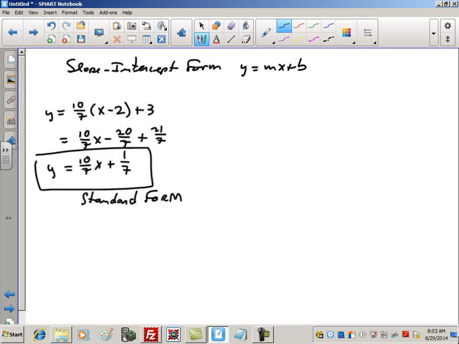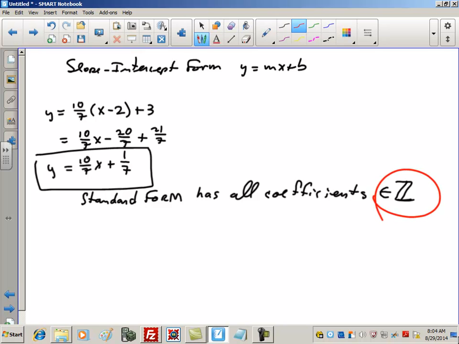Standard form has all coefficients in, what's he doing to us? What does that symbol mean? Excuse me? What does the Z mean? Well, you can't forget if you only heard it from me because I never said it to you yet. It's the set of integers. So that's just a very compact way of saying are in the integers.